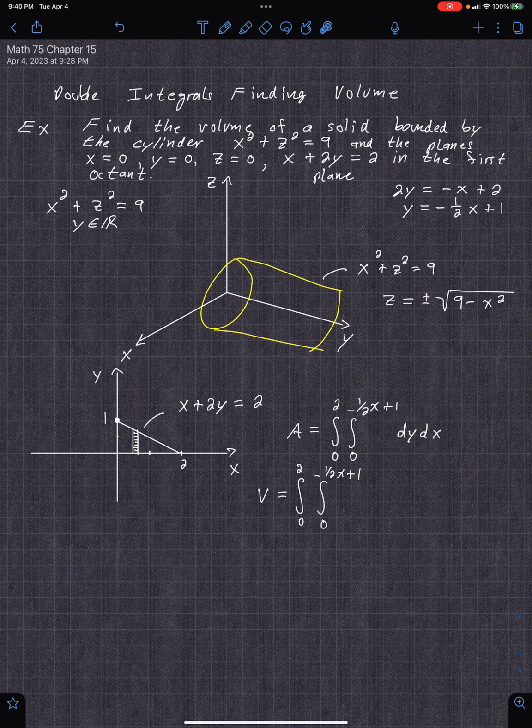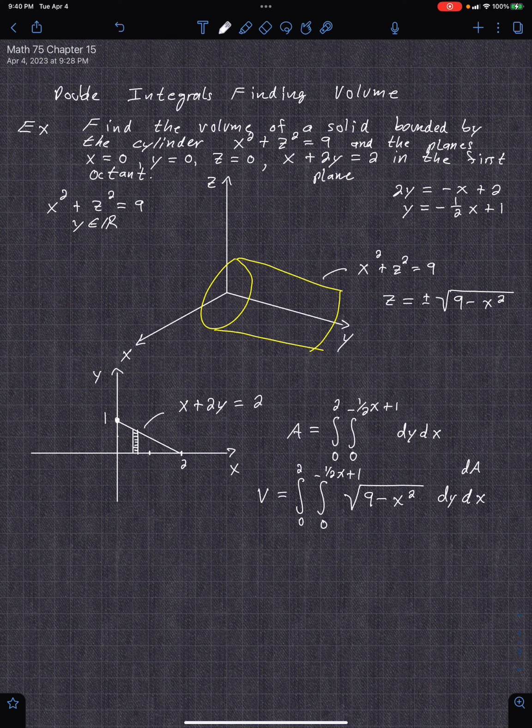So the height now is what? It's the z, and it's the positive half because it's the first octant. So that's what goes inside. It's the square root of 9 minus x squared. And then it's dy dx in that order. So there's your volume. Sometimes you can say right here dA. Just want to point that out. But that's the right order of the integrals.